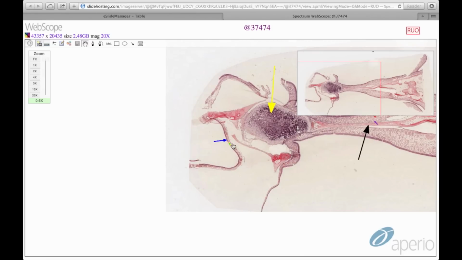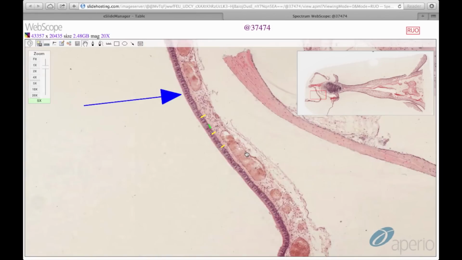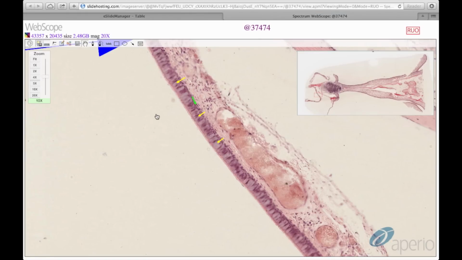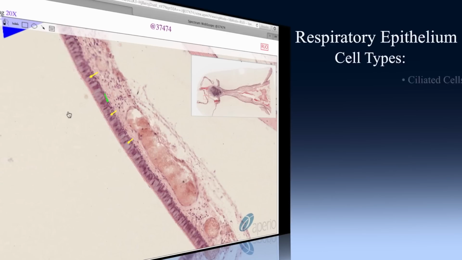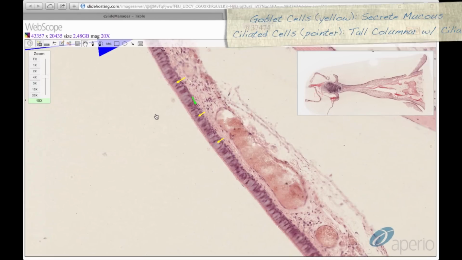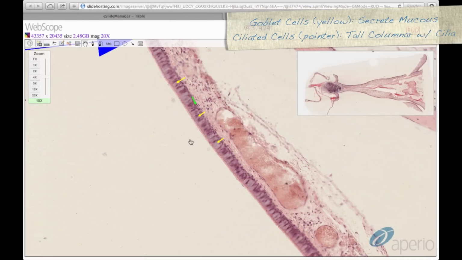As I zoom in, please take note of the remarkable abundance of goblet cells, which can be used as an identifying characteristic of respiratory epithelium. The respiratory epithelium is made up of 5 basic cell types, which include ciliated cells, goblet cells, brush cells, small granule cells, and basal cells. You will not need to identify all of these cells, but you should know the cell types that comprise the respiratory epithelium. Goblet cells, seen at the yellow arrows, synthesize and secrete mucus.